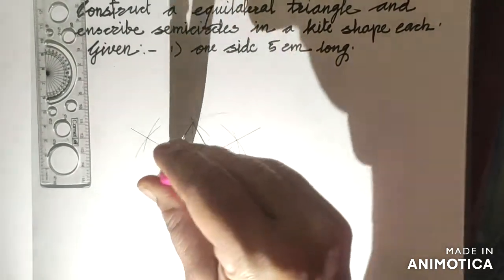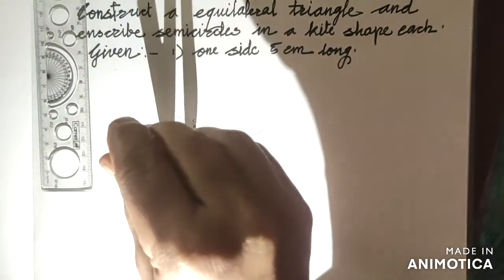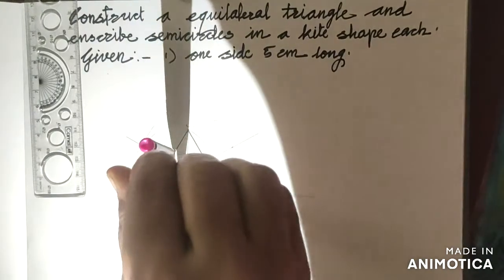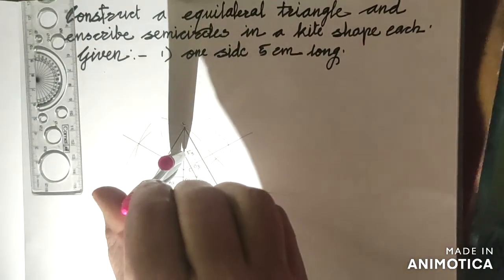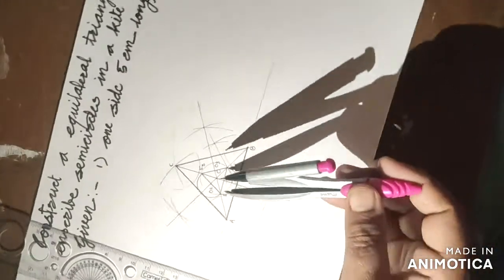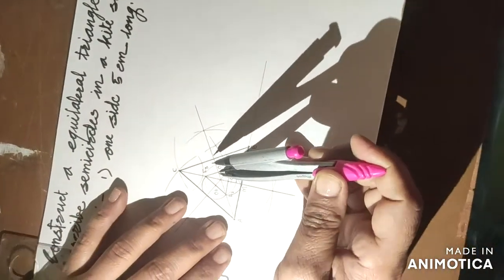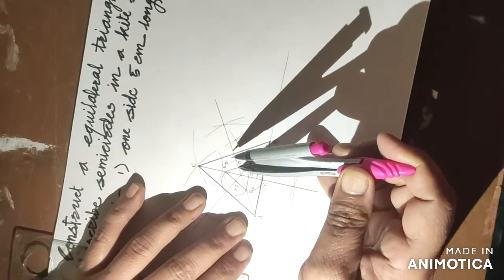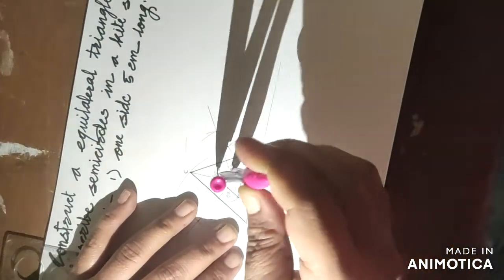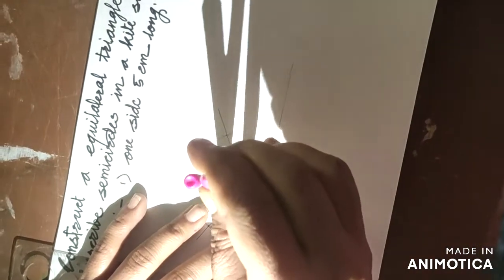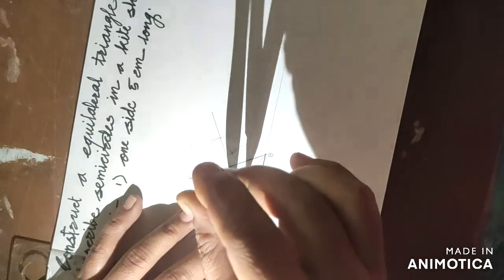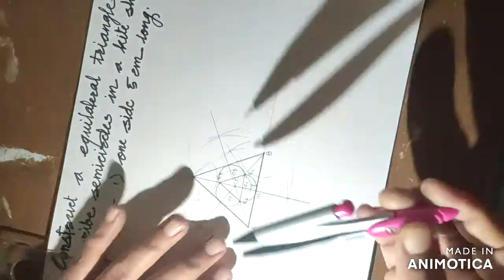E2 to O2. The same distance we need because it is an equilateral triangle, so all the lengths are equal only, so no need to check many times. Simply keep your compass properly and draw half circles. You can see 3 half circles properly.